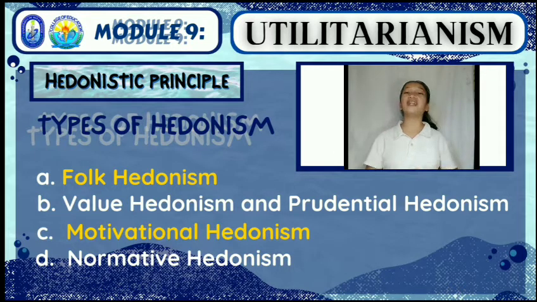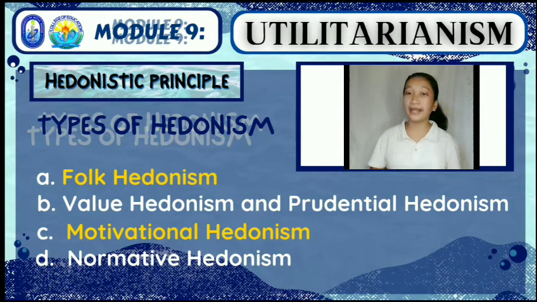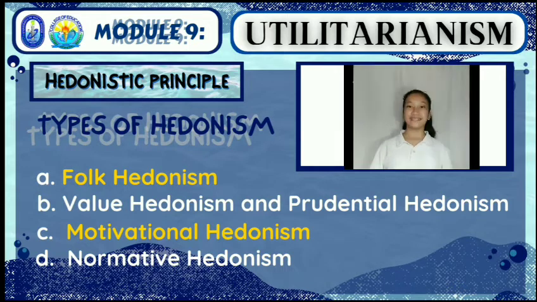Next one is value hedonism and prudential hedonism. When we say value hedonism, it reduces everything of value to pleasure. For example, a value hedonist will explain the instrumental value of money by describing how the things we can buy with money, such as food, shelter, and status signifying goods, bring us pleasure or help to avoid pain. Ayan ang ibig sabihin ng value hedonism. Now, let's proceed to the next types of hedonism.